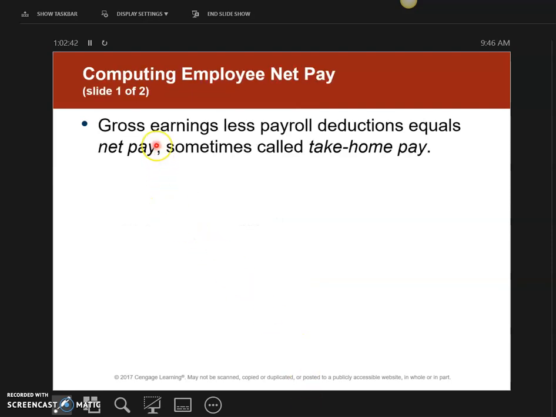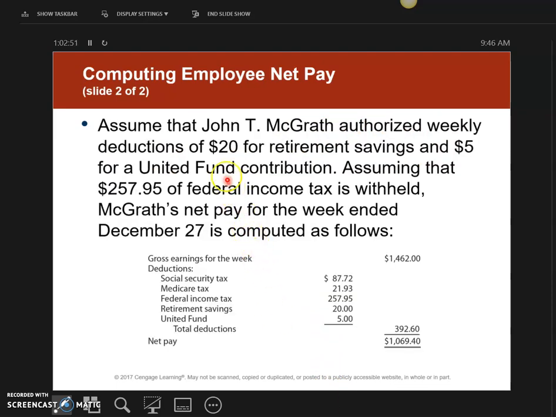So let's take a look. We talked about this: gross earnings, gross pay, minus the deductions equals net pay or take-home pay. So here's what John is actually bringing home. Here's what he's done. He wants $20 taken out for retirement, $5 for United Fund, and here's his federal income tax. In previous editions of this textbook, you actually had to calculate this from a tax table. Starting with the 14th edition, they always tell you the federal income tax. But that's a whole other class on how to do this.